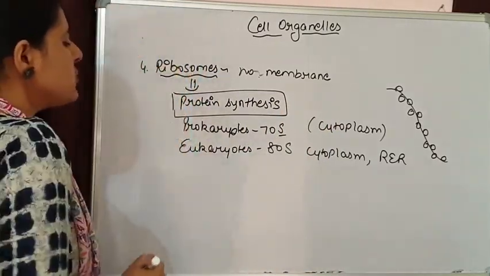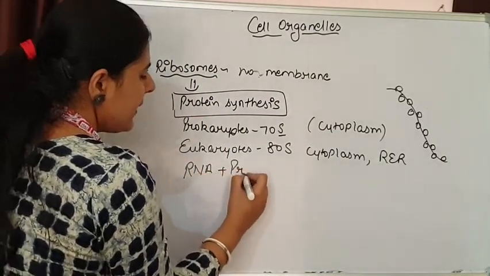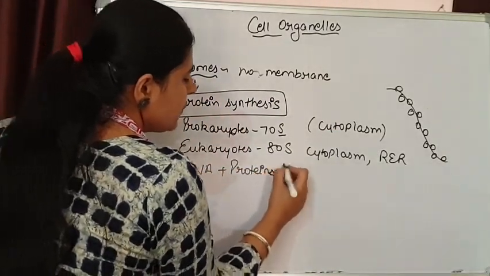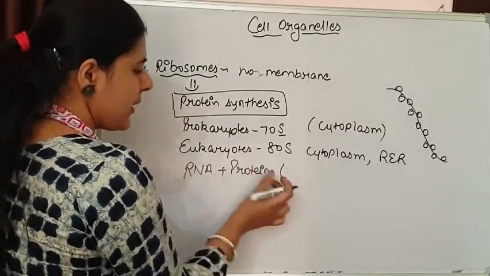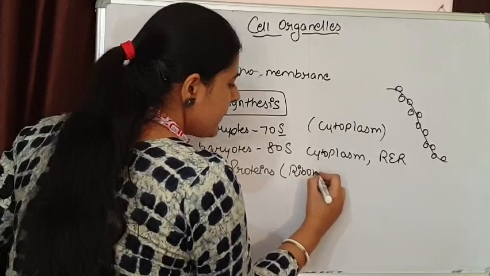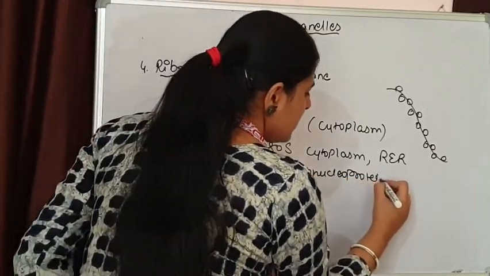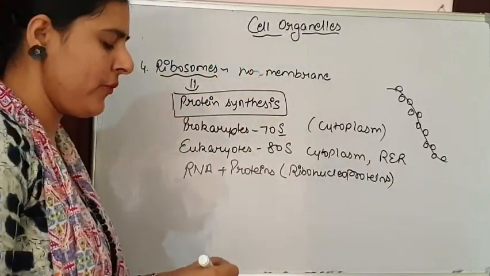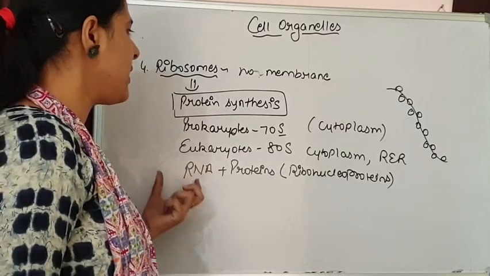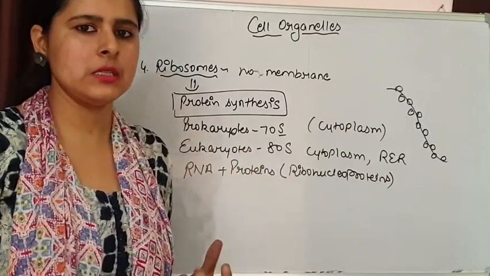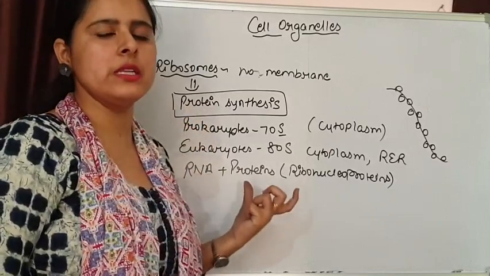Now what are these ribosomes made up of? These ribosomes are made up of RNA and proteins. So we say ribosomes are basically made up of RNA, giving the word ribonucleoproteins. So simply, ribosomes are made up of RNA and proteins and are involved in the function of protein synthesis. Later we will discuss other cell organelles that are left.